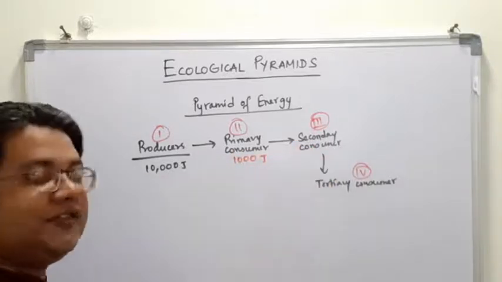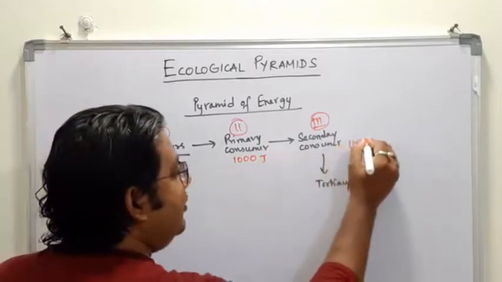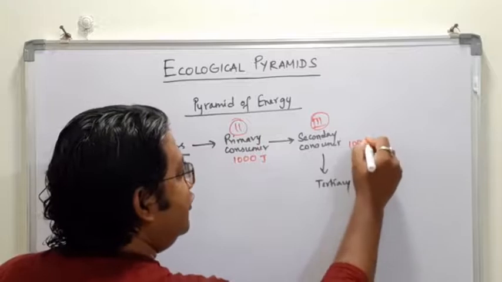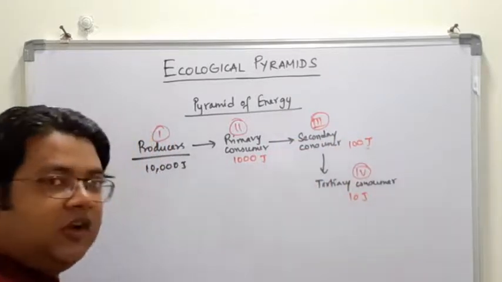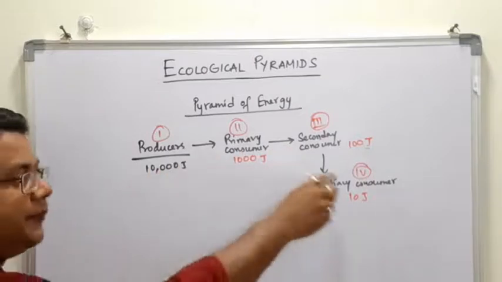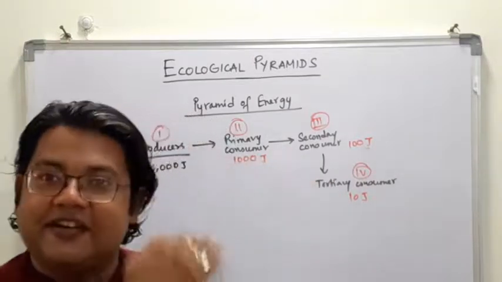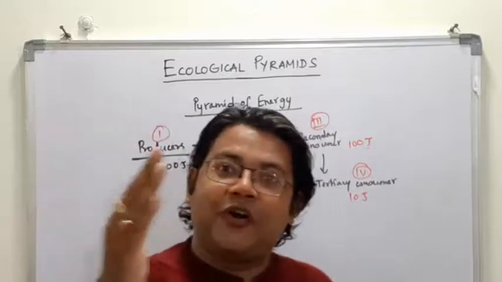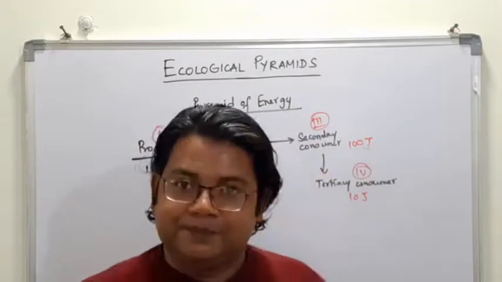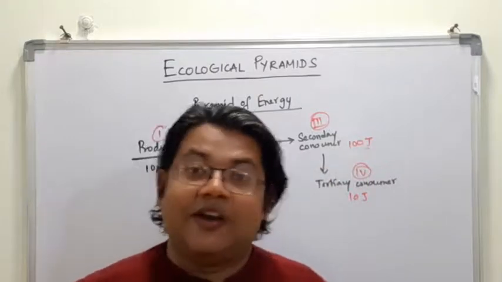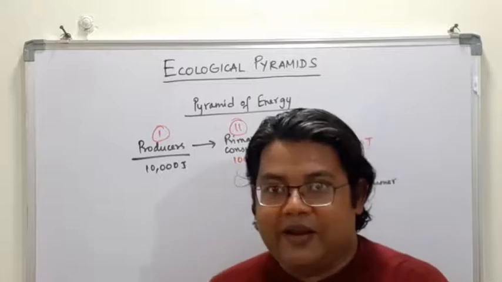Similarly, in the secondary consumer, again 10% of this, 100 joules of energy will be present. And over here in the tertiary consumer, it will come to 10 joules. So what is happening over here? There is a progressive loss of energy as we move from one trophic level to the next along a food chain. Is that part clear?